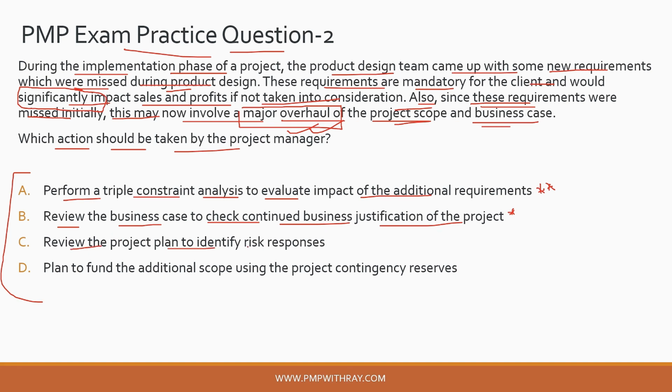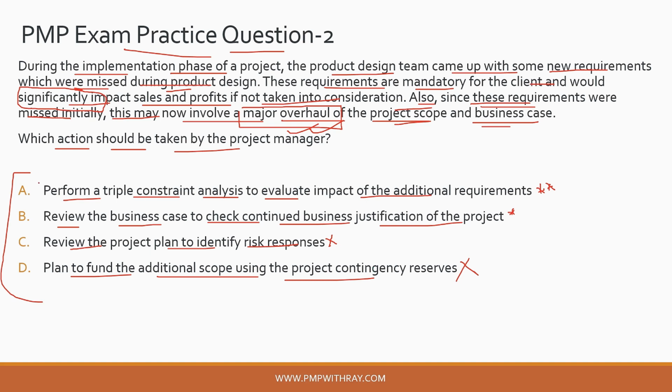Option C, review the project plan to identify risk responses. This is incorrect, guys. You do not directly jump into identifying risk responses without doing a proper impact analysis. If a proper impact analysis is not done, how will you identify which is the proper response? So that is why option C is incorrect. Option D, plan to fund an additional scope using the project contingency reserves. This is also incorrect because without doing an impact analysis or without understanding where this change is going, you cannot just go and issue the contingency reserves to fund this additional scope. That is against the change management principles. So option D is also incorrect.